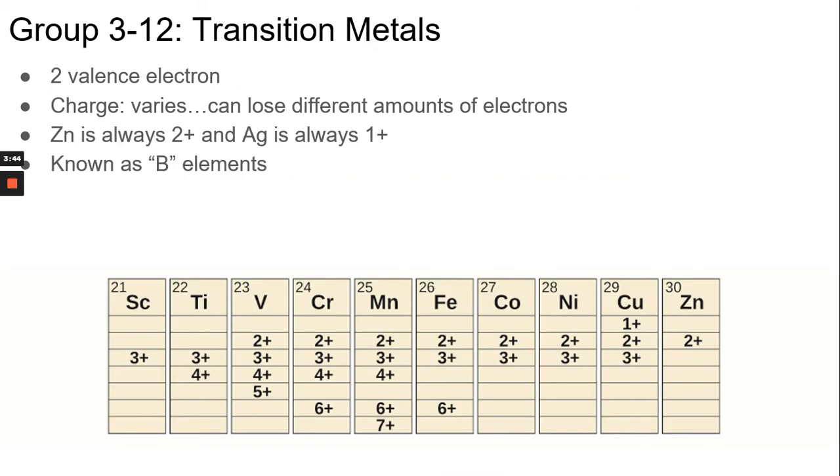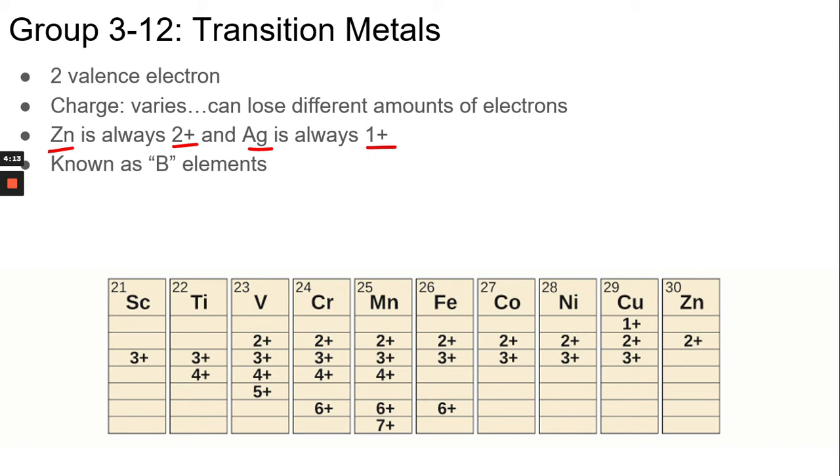Groups 3 through 12 are called the transition metals. They have 2 valence electrons. However, because they're in the D block, they can lose more than just the 2 s electrons, so they can lose different amounts of electrons. However, zinc is always +2, and silver is always +1. So those are 2 that you should know. Everybody else, you have to be told what the charge is.